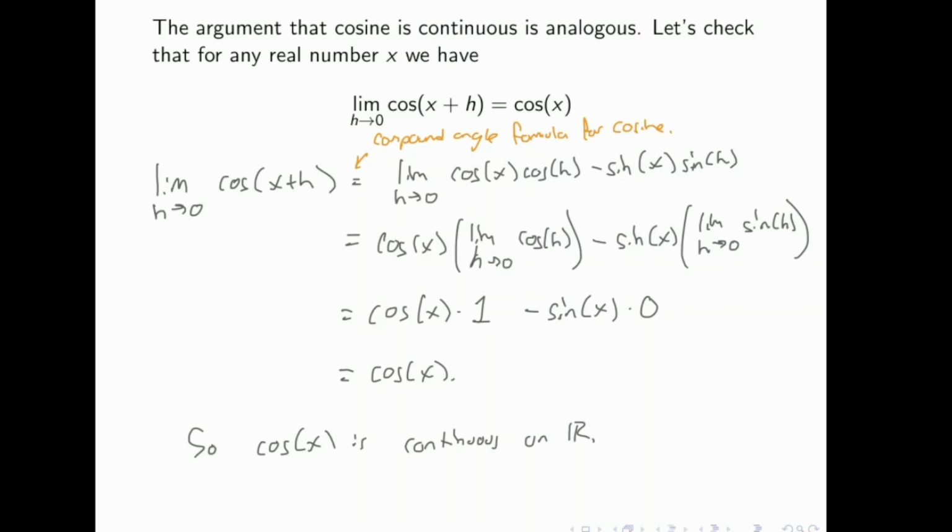So we've just justified why sine and cosine are continuous functions. And it does indeed follow that functions like secant and cosecant and tangent and cotangent are all continuous. Why? Because they're just quotients of sine and cosine. So except for those points where we're dividing by 0, those functions will be continuous too.